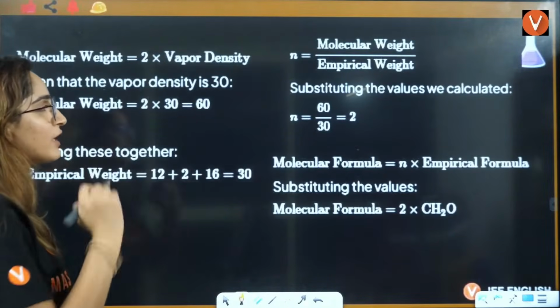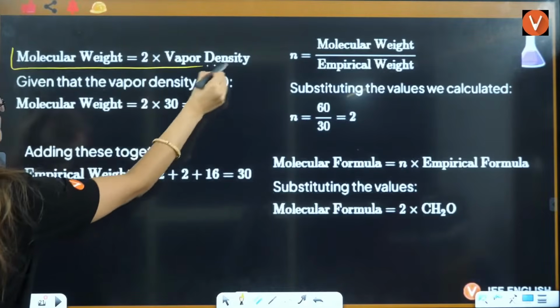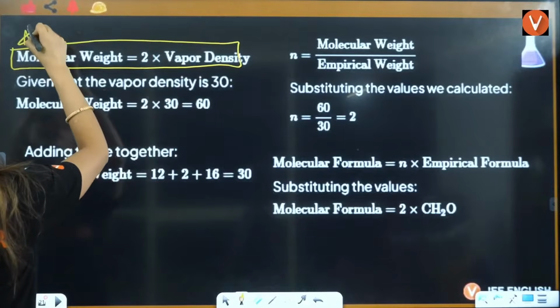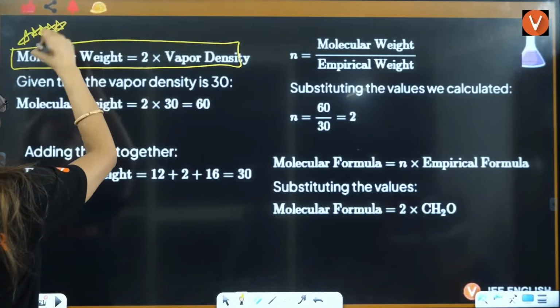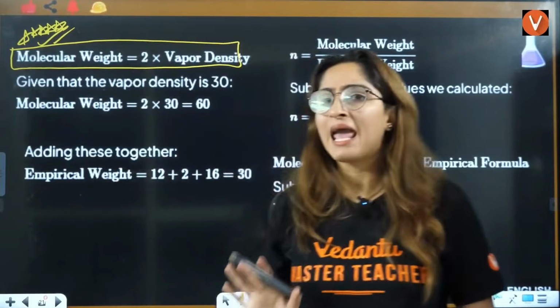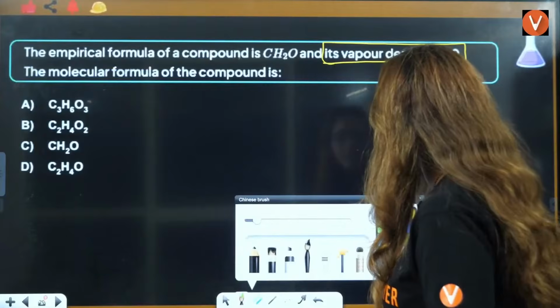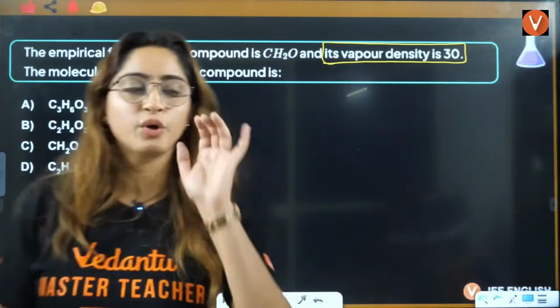That is very, very important for you. Let me just show you that. Molar mass is equal to 2 into vapor density. It's a very, very important formula, right? Very important formula. Everything else is simple only, right? See, everything else is quite simple, right? So I'll just show you how.